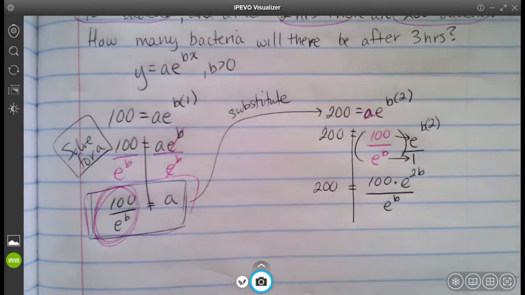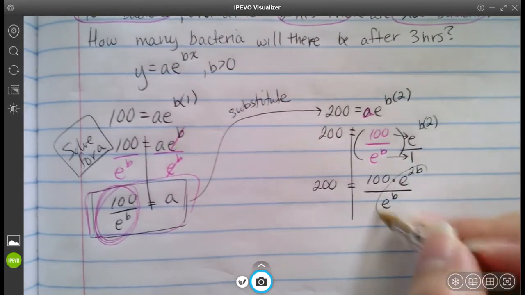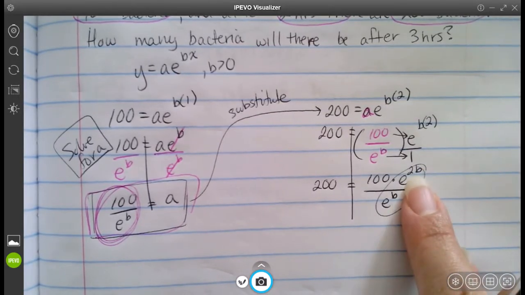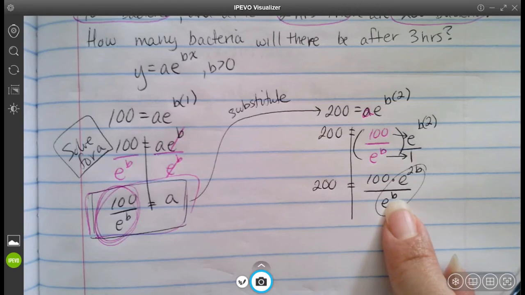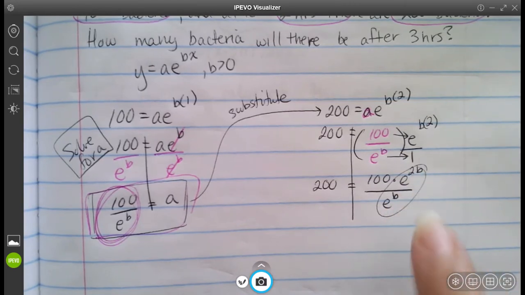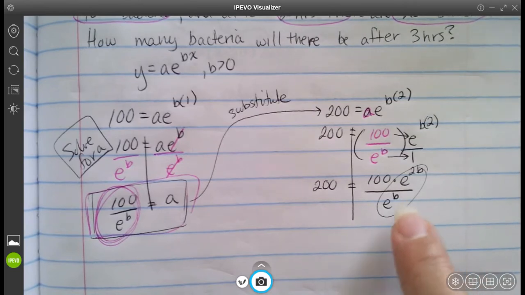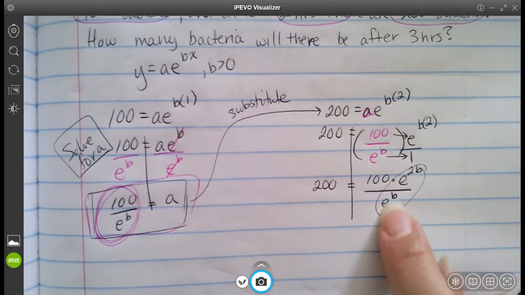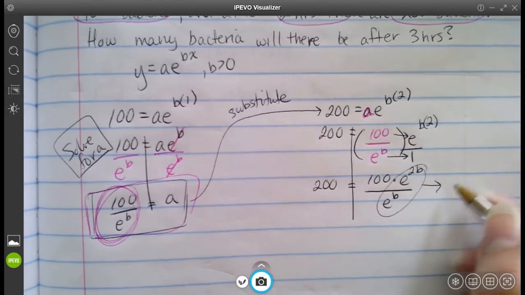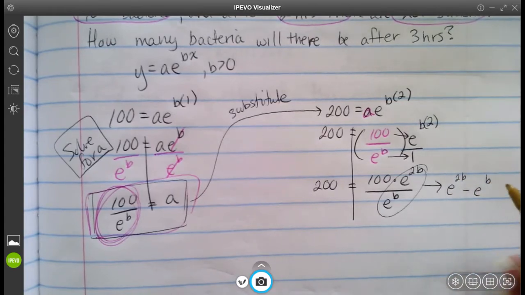Now, from there, notice that these two have the same base. They both have a base of e, and this one has 2b, while this one only has 1. So if you think about it, going with your rules of exponents, it's like you have 2x and 1x here. So all you would do is subtract them. This part right here is like saying e to the 2b minus e to the b.